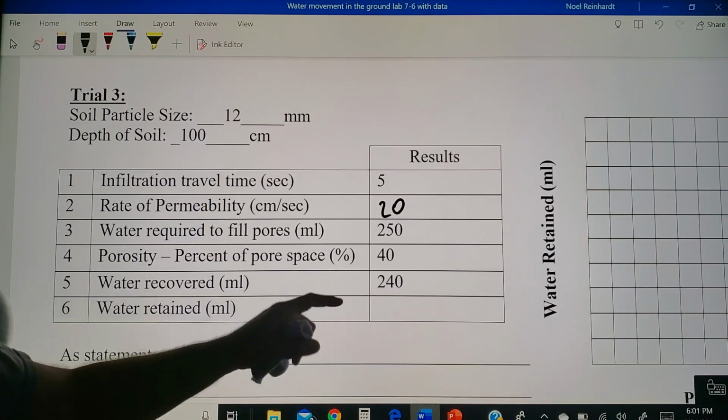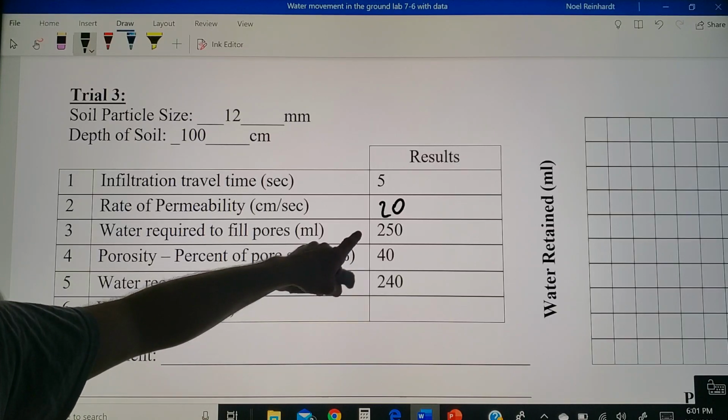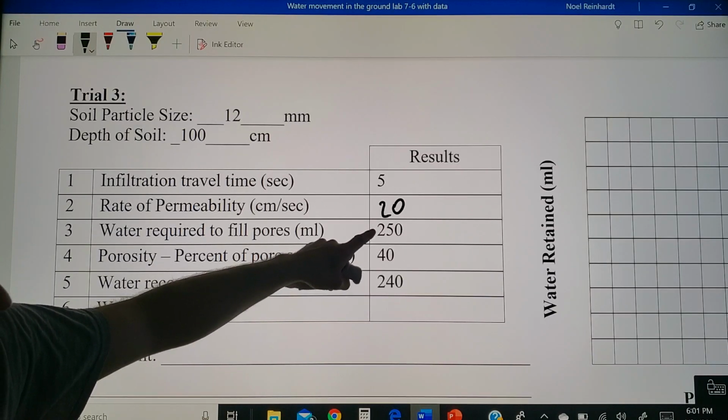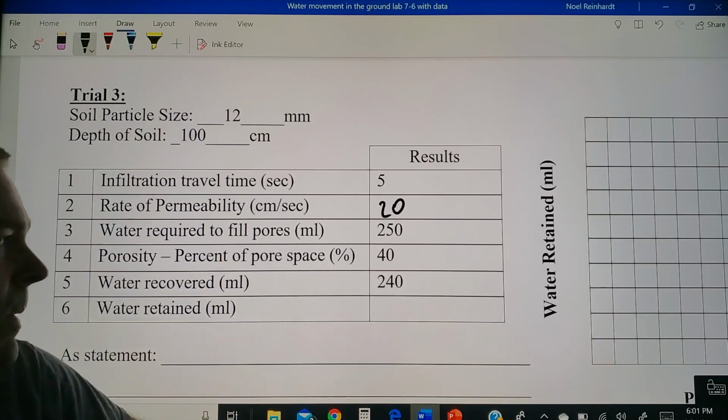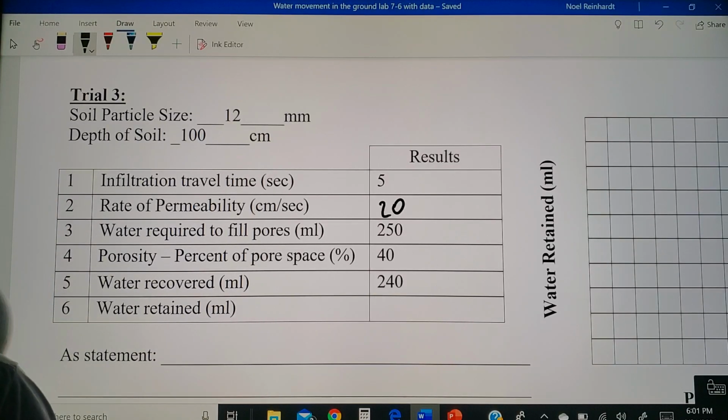And now for water retained, well, take a look. There's 250 again, how much we put in, but this time we got out 240, so it only hung on to the difference of 10.